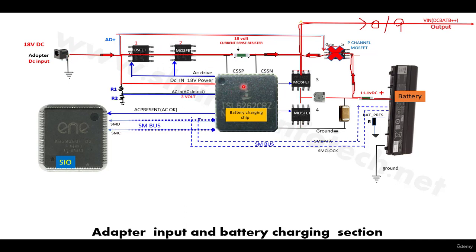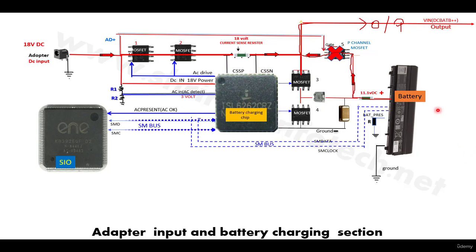Okay. Now the second problem is if the laptop is working on the adapter but not working on the battery, then the possibility could be the battery may be faulty, or if the battery is okay, then this MOSFET number 5, the P-channel MOSFET, may be faulty. Problem number 3, if the battery is not charging, the laptop is working on adapter as well as the battery, but the battery is not charging, then the possibility could be these two MOSFETs or this battery charging chip.